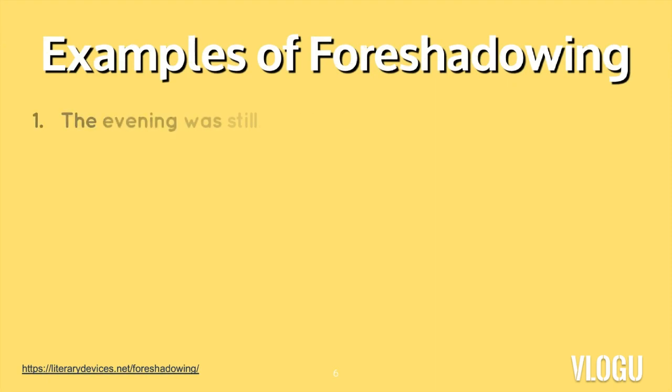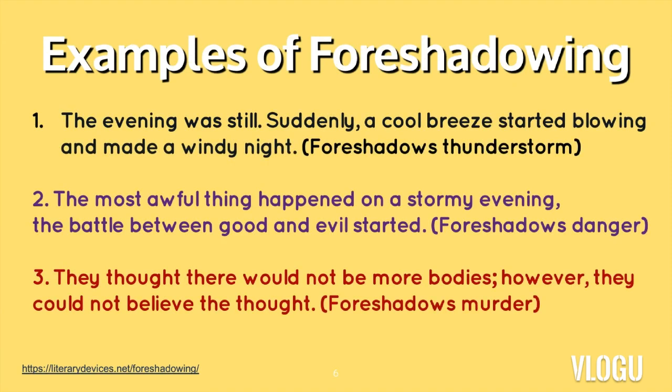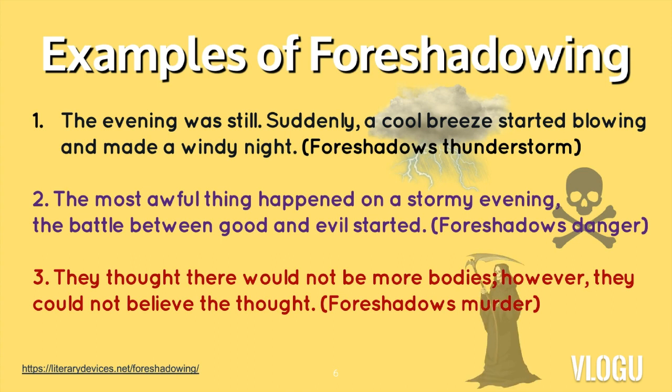Examples of foreshadowing. The evening was still. Suddenly, a cool breeze started blowing and made a windy night. Foreshadows thunderstorm. The most awful thing happened on a stormy evening. The battle between good and evil started. Foreshadows danger. They thought there wouldn't be more bodies. However, they could not believe the thoughts. Foreshadows murder.